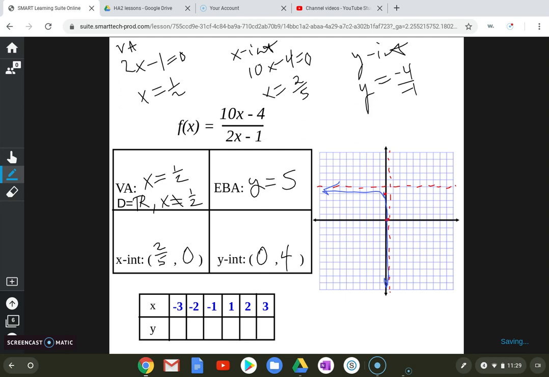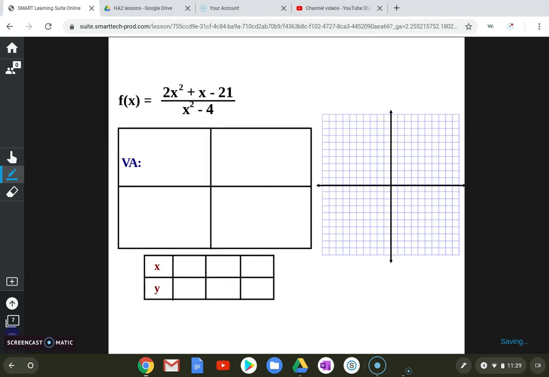If you want some points, I can tell you that this is going to be on the opposite side, but if you're not sure, just plug in a number, like plug in a 1 into your function, and you get 10 minus 4, which is 6 over 1. So we have the point (1, 6), which is here, and then we're going to kind of squish and squish along our asymptotes. And there we have our graph. All right, one more example and then we're done.